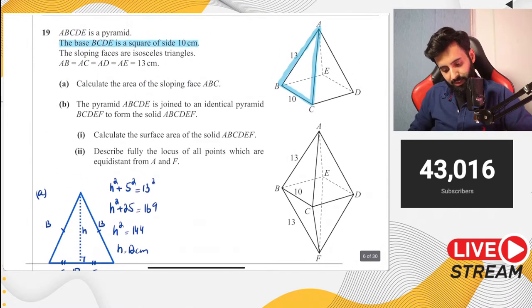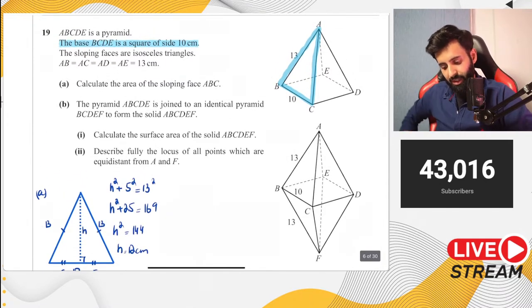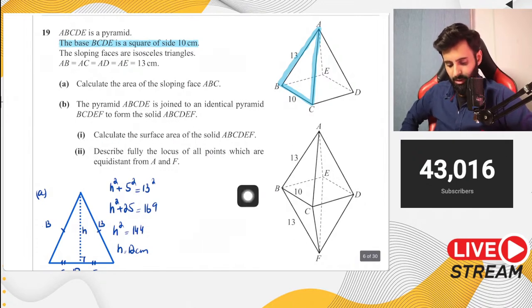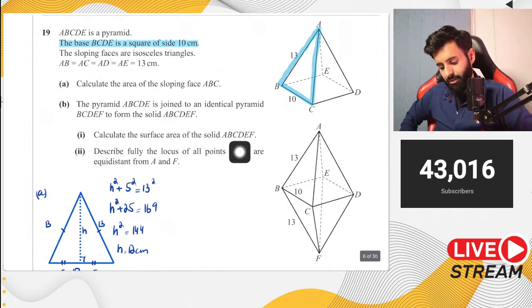Then it says the pyramid ABCDE is joined to an identical pyramid BCDEF to form the solid ABCDEF. Calculate the surface area of the solid.